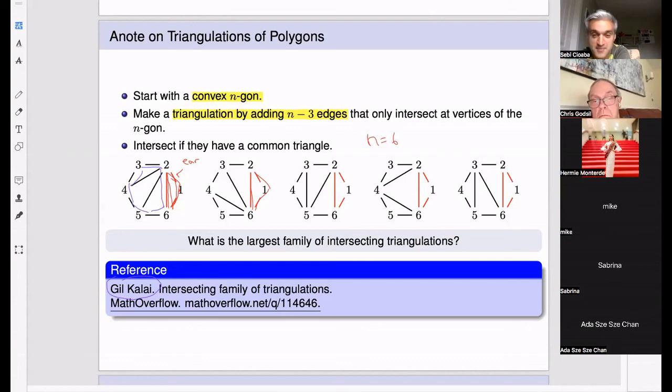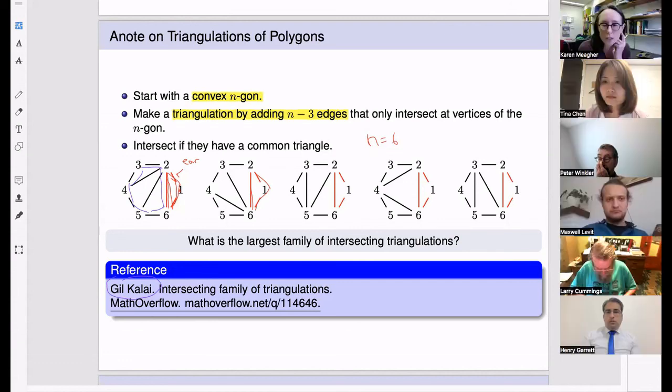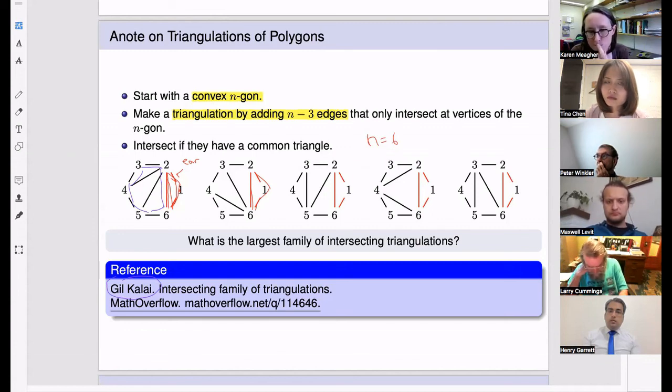Yeah, thanks for that, Sebi. I think the triangulations are very interesting. Am I right in saying they sit in a coherent configuration as opposed to an association scheme? I don't know that. I don't know.